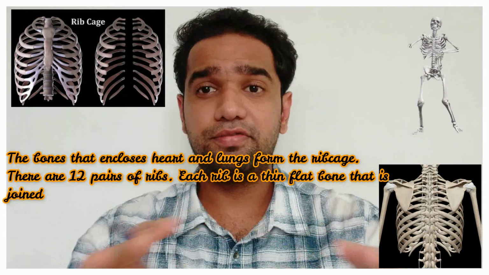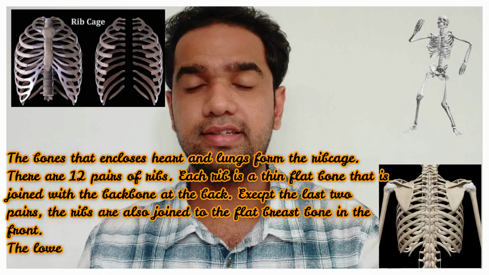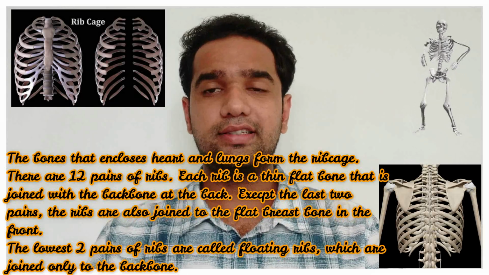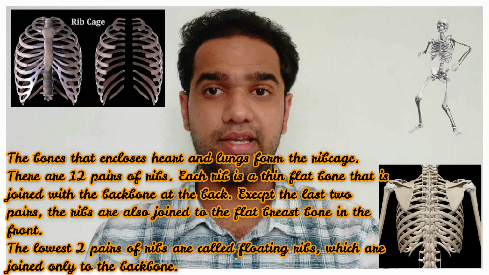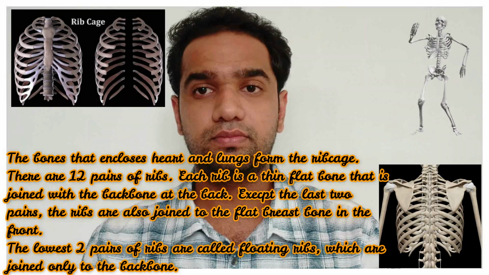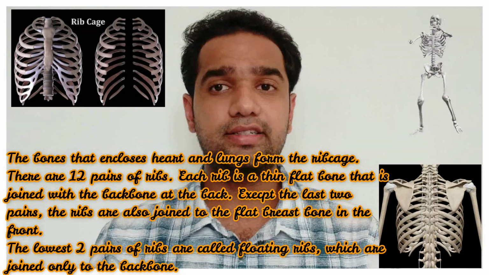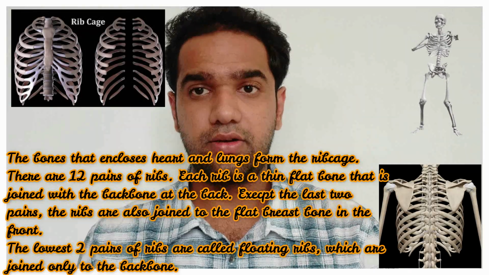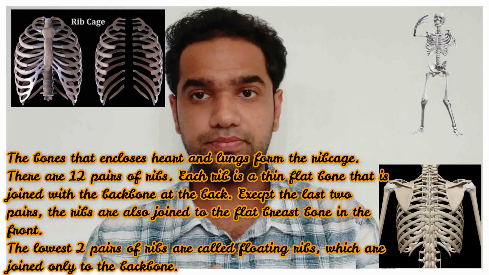Thin, flat and curved bones that form a protective cage are known as a ribcage. Thin, flat and curved bones that make a protective cage, and that cage is called a ribcage. The ribcage protects our internal organs like the heart and lungs. In our body, there are 12 pairs of ribs.